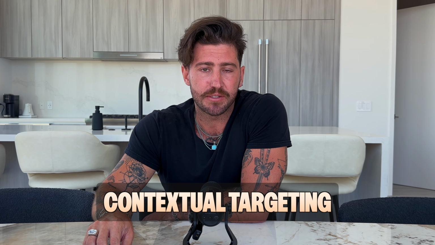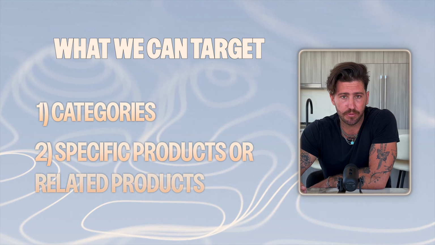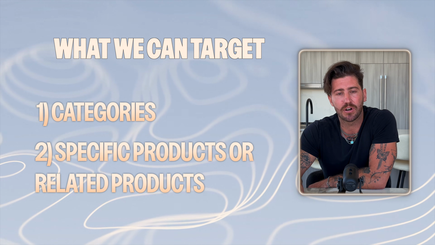So the other way outside of audience targeting that we can utilize the DSP is through contextual targeting. While audience-based targeting is historical, meaning we look at people that have viewed a product historically at a custom look-back window, contextual targeting targets product detail pages and browsing behavior in real time. We can target categories, specific products, or related products, meaning products that are commonly viewed and purchased alongside a product of your choosing.